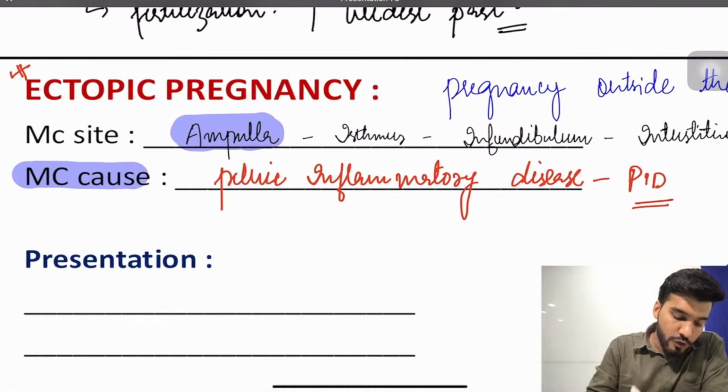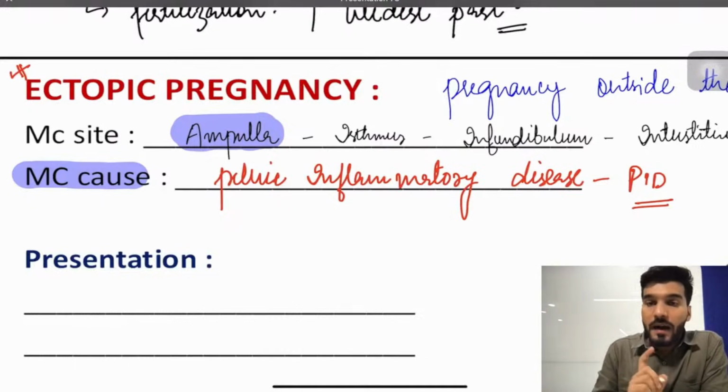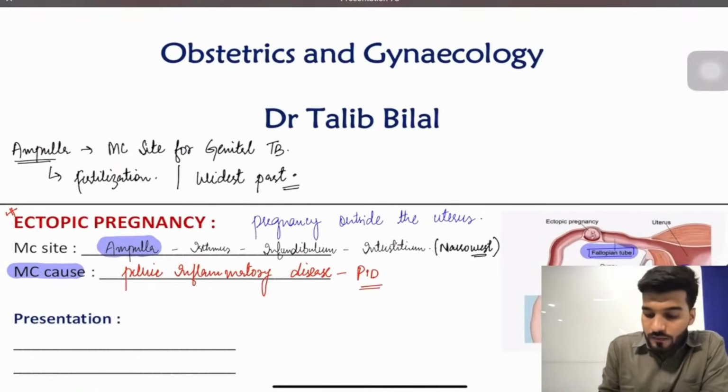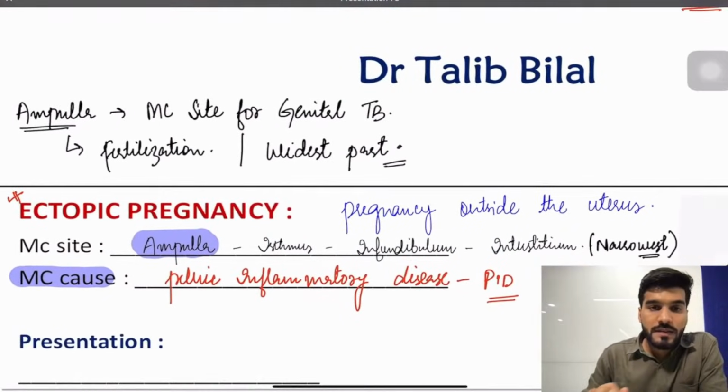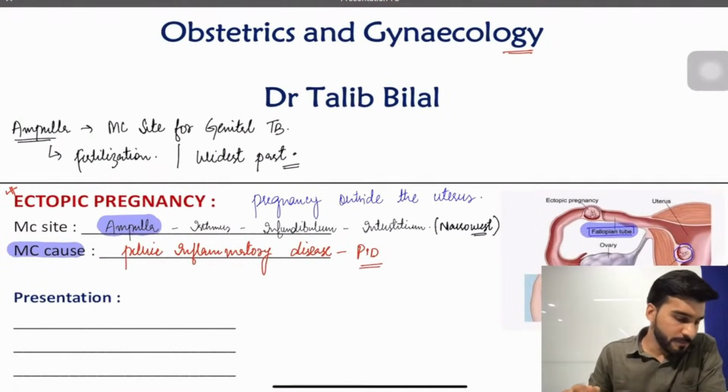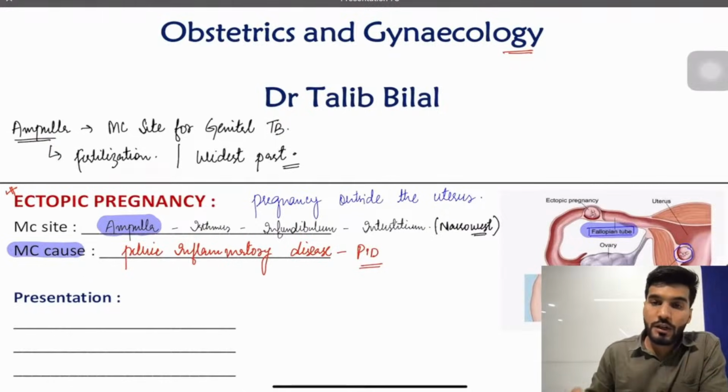Now, if they ask the most common risk factor, that's going to be previous ectopic pregnancy. Clear to everyone? That's going to be previous ectopic pregnancy.